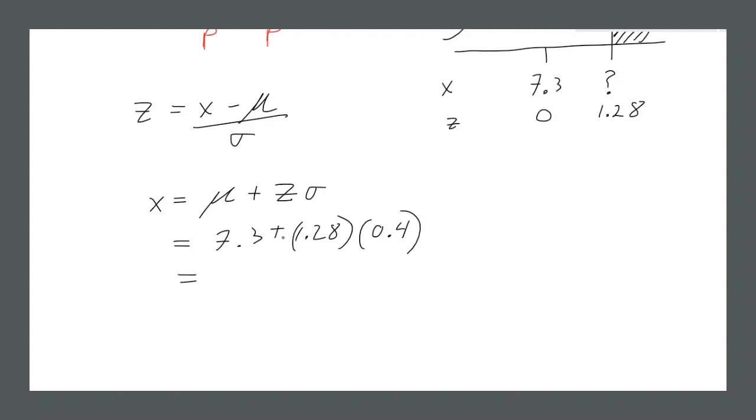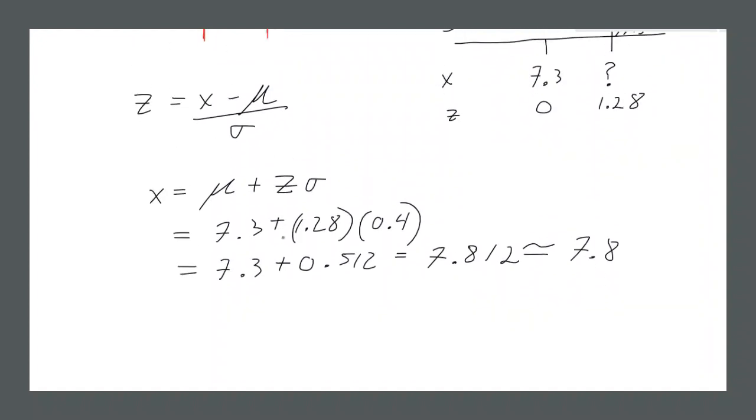So we just calculate that. 7.3 plus 1.28 times 0.4 gives us 7.3 plus 0.512, which then gives us 7.812. Or, if we want to round to one decimal place, that's just a 7.8.